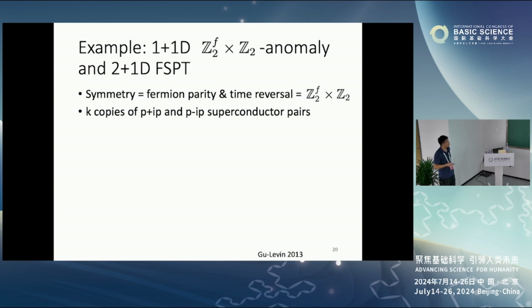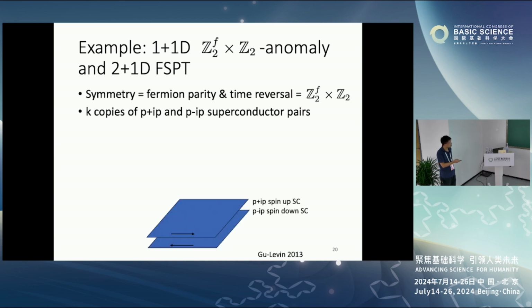So the setup of them is that they consider K copies of p plus ip and p minus ip superconductors. So it's like this. We have 2 layers. The first layer is a p plus ip chiral superconductor with spin up. And for spin down, we have a p minus ip such that the chiral central charge just vanishes. Okay, so it can map to a trivial product state if we forget about the symmetry. Okay, so that's the setup.